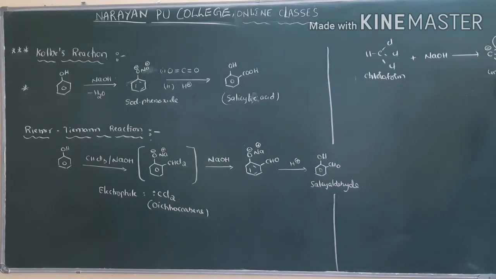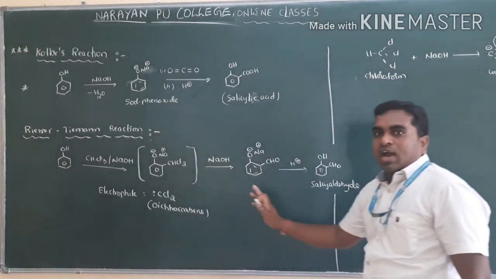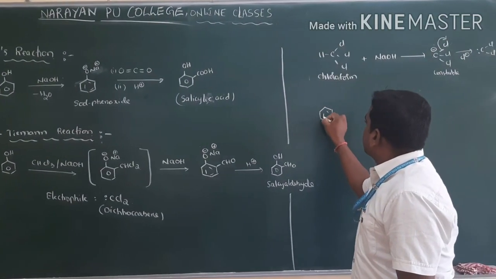So one of the chlorines will be removed as Cl minus. This carbon gets the positive charge. Already the carbon has a negative charge, so positive and negative will be neutralized. And here the valence is 2, but carbon valence should be 4. So it has 2 free electrons to form another 2 bonds. This will be called dichlorocarbene.